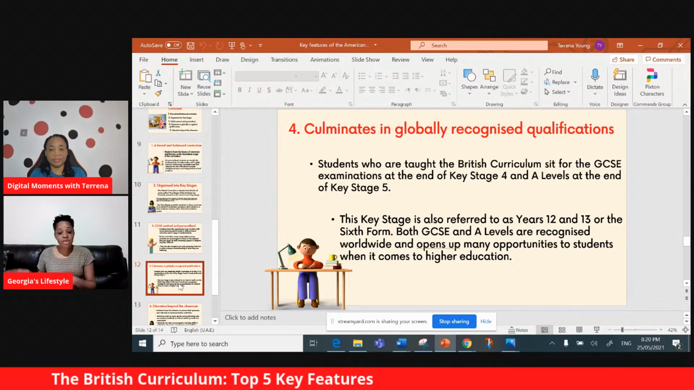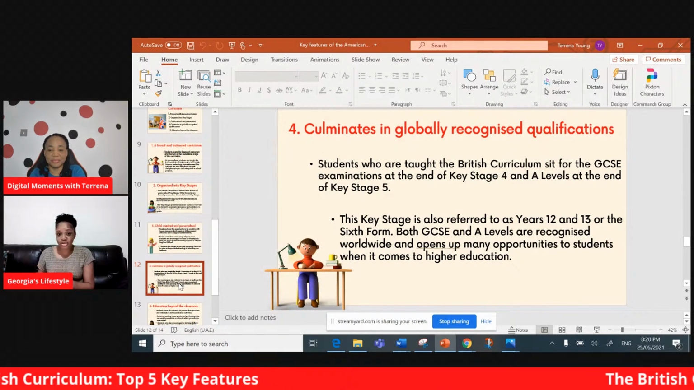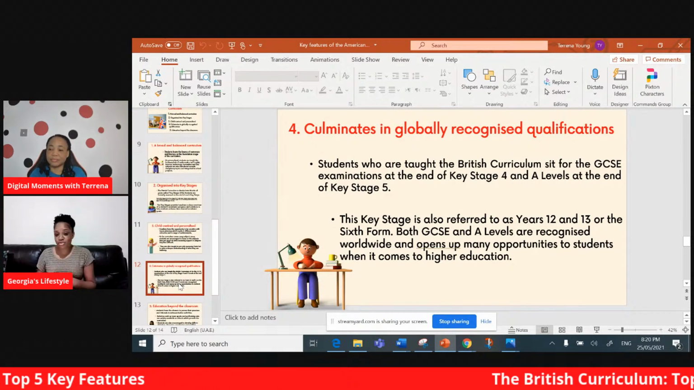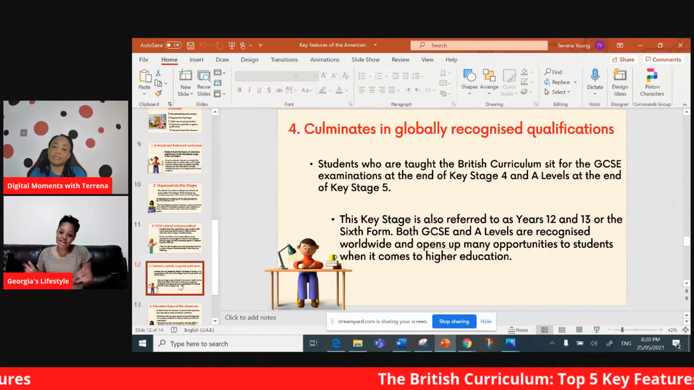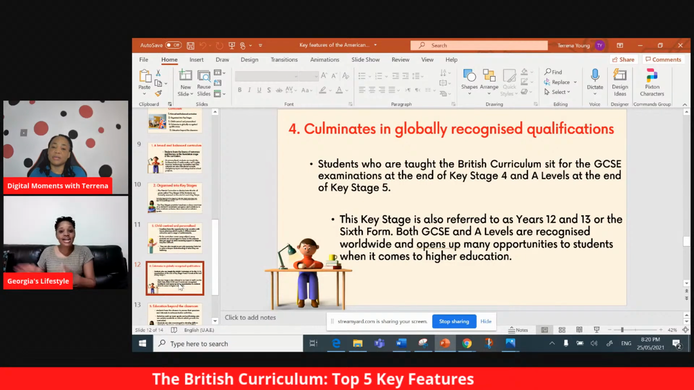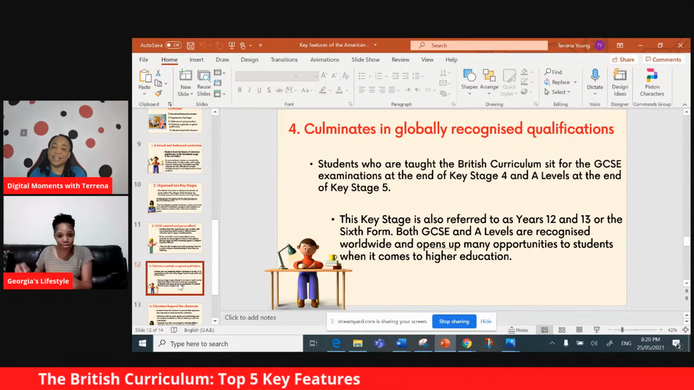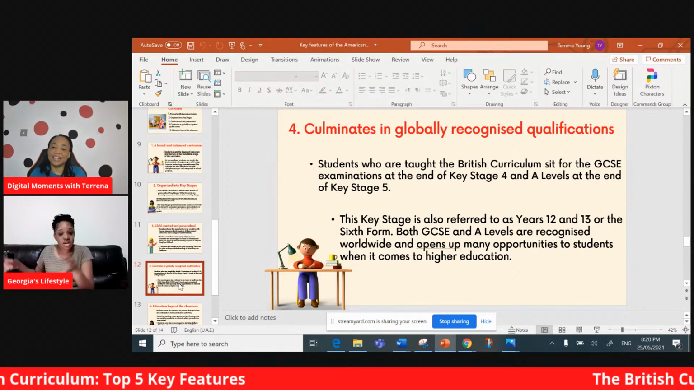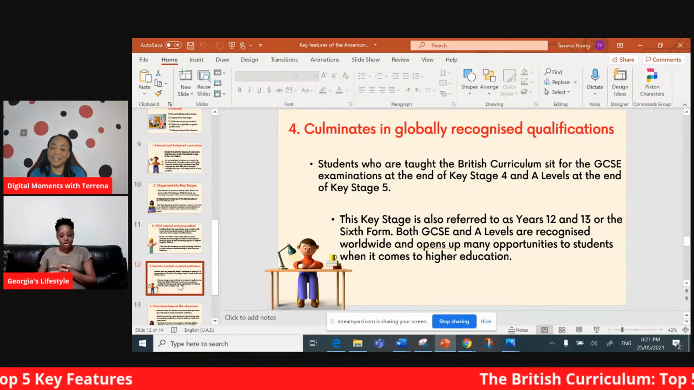Same exit exam that you have in the UK, we have in Jamaica. And the A levels, when we say we're sixth formers in Jamaica, they do A levels. Yes, it's the same thing in the UK curriculum.